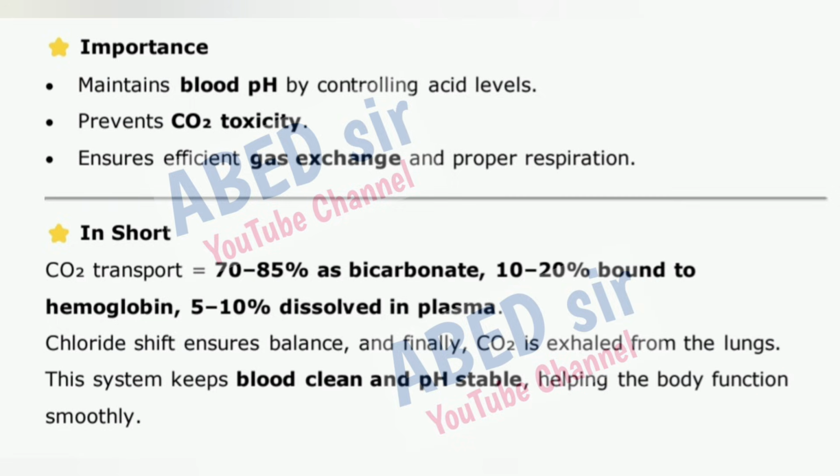Importance. Maintains blood pH by controlling acid levels. Prevents CO2 toxicity. Ensures efficient gas exchange and proper respiration. In short, CO2 transport is 70–85% as bicarbonate, 10–20% bound to hemoglobin, 5–10% dissolved in plasma. Chloride shift ensures balance, and finally, CO2 is exhaled from the lungs. This system keeps blood clean and pH stable, helping the body function smoothly.